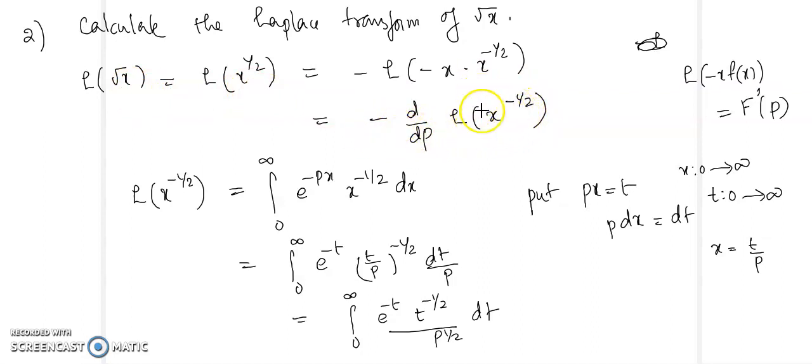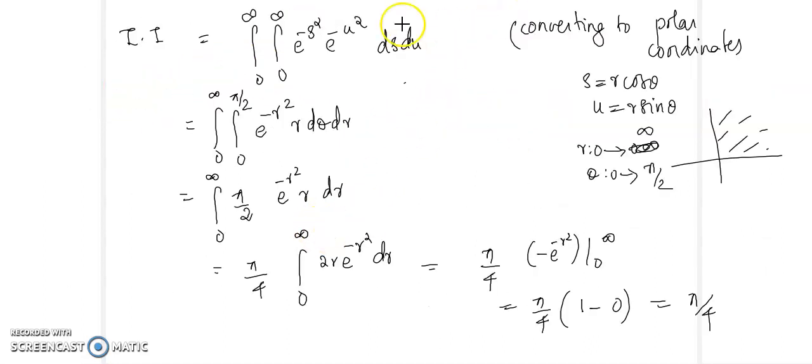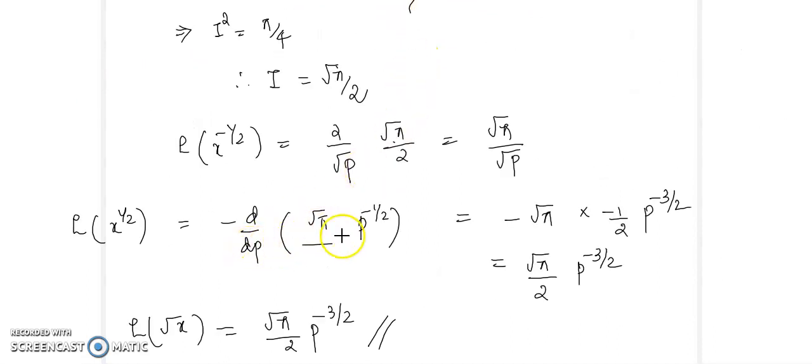Now when we take its derivative, we will get the Laplace transform of root x. So let us take the derivative of root pi p raised to minus 1 by 2. So on taking the derivative you will get minus root pi into minus 1 by 2 into p raised to minus 3 by 2. So that is root pi by 2 p raised to minus 3 by 2. So this is the Laplace transform of root x. And again using these results, using this idea we have a few more results.